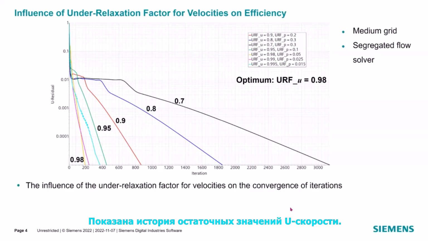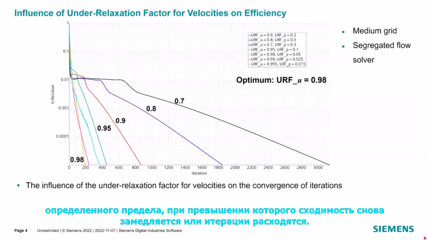Shown is the history of residuals for u velocity. Other residuals reduce at the same pace. However, with under-relaxation factor for velocities above 0.95, the mass residual reduces slower than the residual for u velocity. For a given grid, convergence is faster when the under-relaxation factor for velocities is increased up to a certain limit, beyond which convergence becomes again slower or iterations diverge.